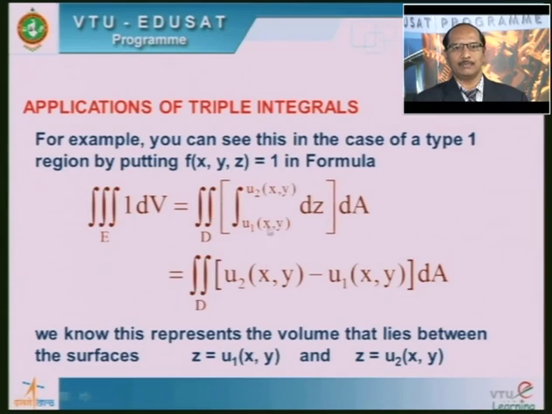So, z replaced by upper limit and lower limit, you will get the difference between the functions of x y. These two, u1 and u2, are the surfaces in 3-dimensional space. So, this represents the volume that lies between these two surfaces. So, it is exactly the double integration evaluation. D is the region in the 2-dimensional space.